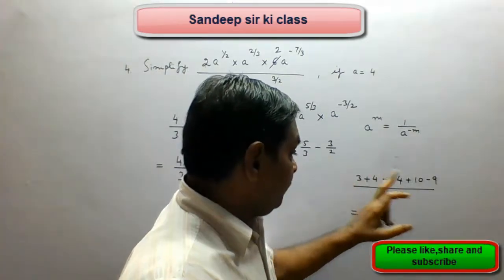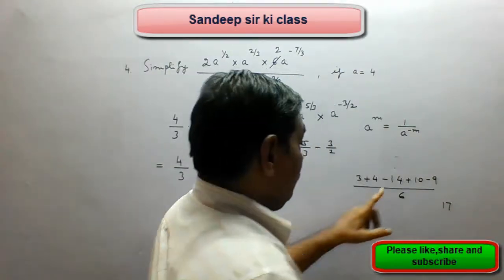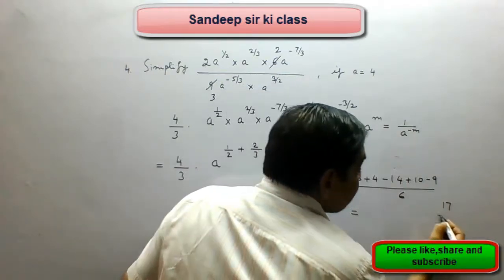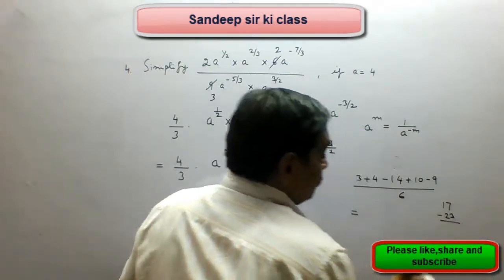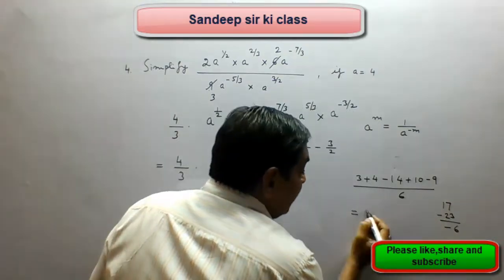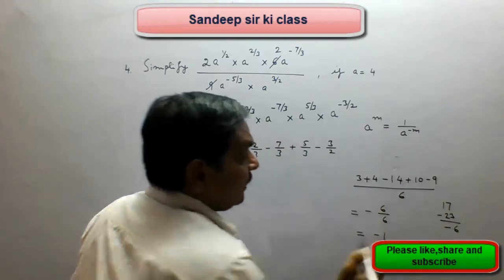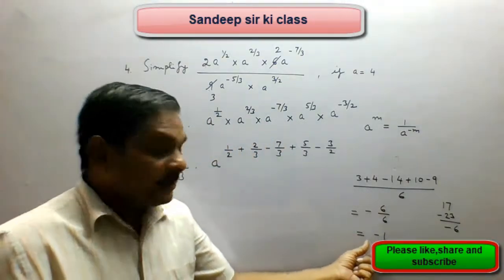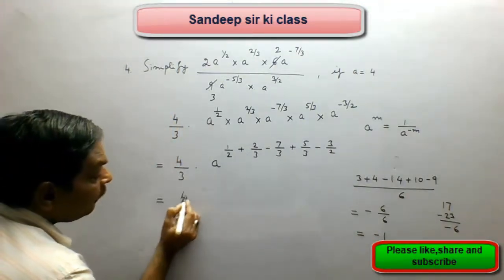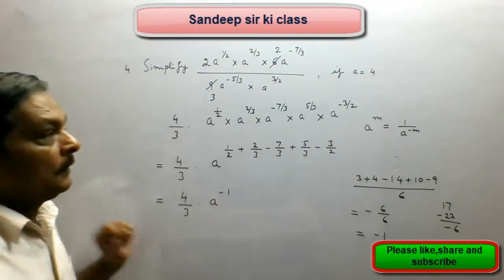3 plus 4 and 10, 17 will be positive. 14 and 9, which is 23, it is negative. So it will be minus 6. So we obtain minus 6 upon 6, which is minus 1. We obtain minus 1 as the power of a. So it will be 4 upon 3 a raised to the power minus 1.